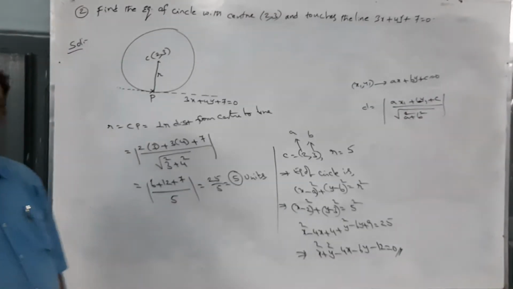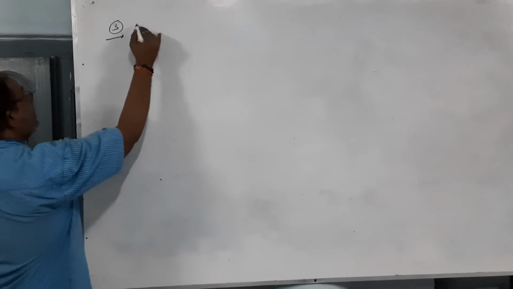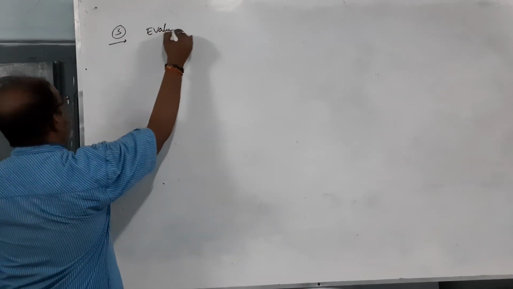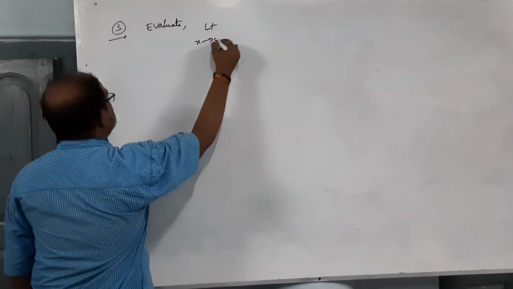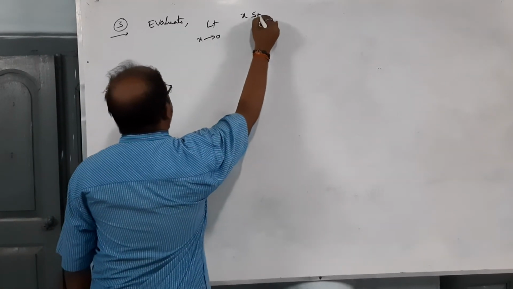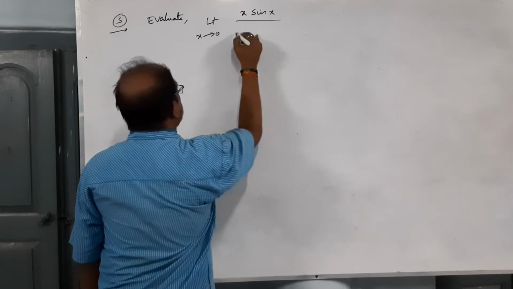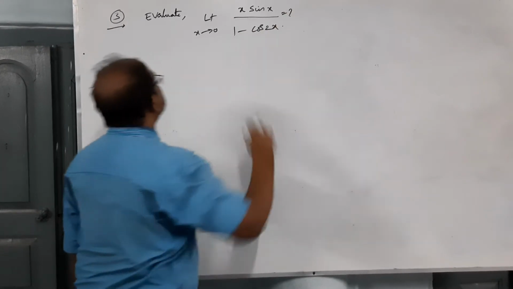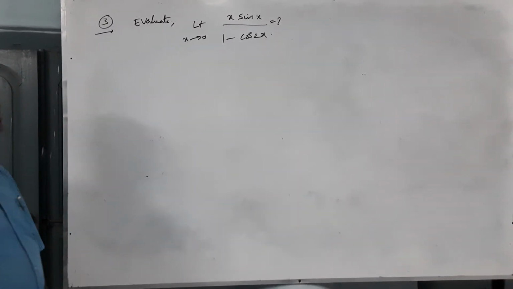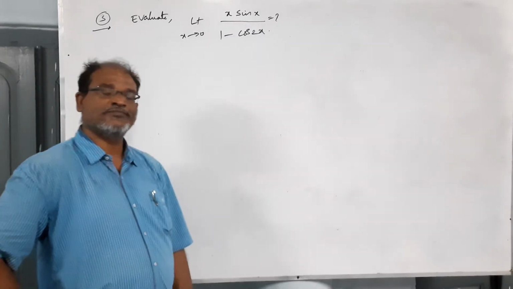Right? The third problem is from limits. Evaluate limit x tends to 0, x sin x by 1 minus cos 2x.